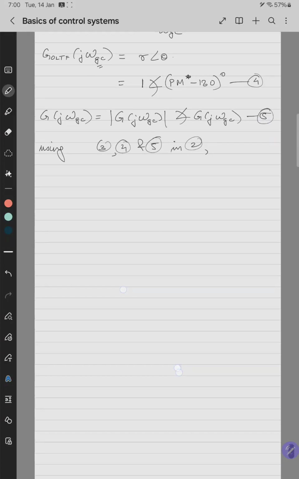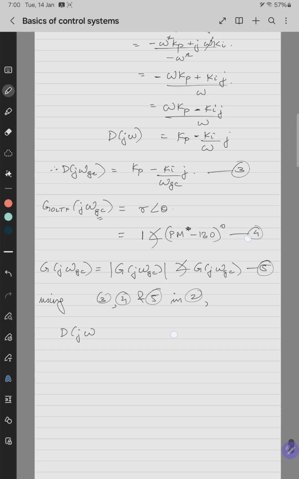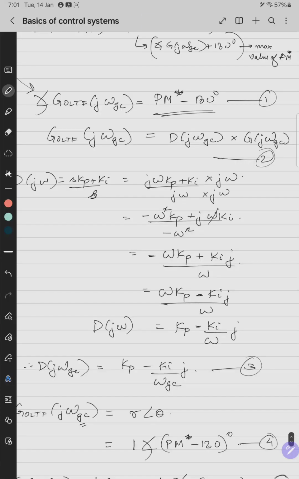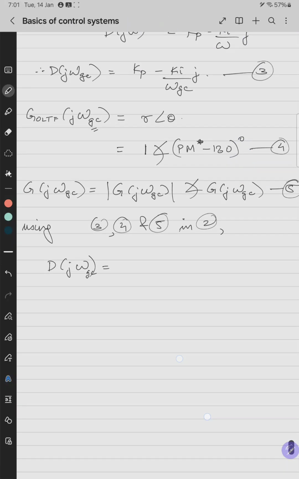So I can write D of j omega. Now you'll understand why I've written here in polar coordinates and here in rectangular coordinates. D of j omega gc using equation 2 is what? G OLTF at j omega gc divided by G at j omega gc. This is equation number 6.